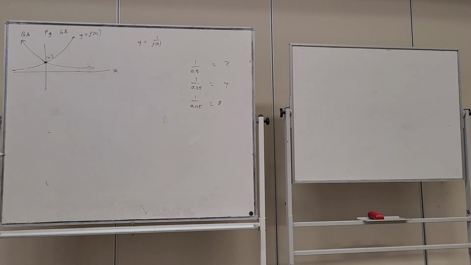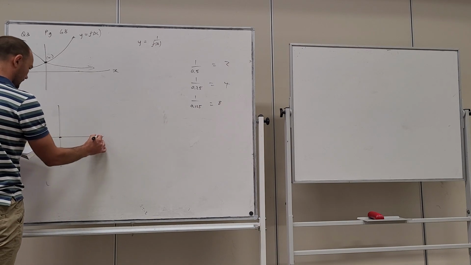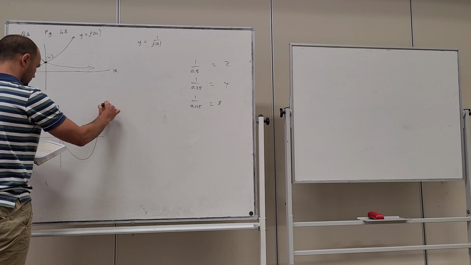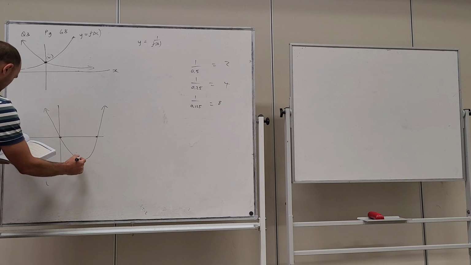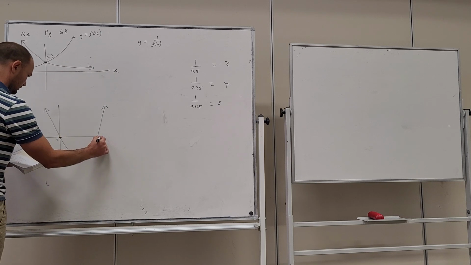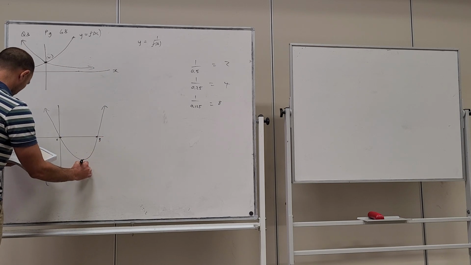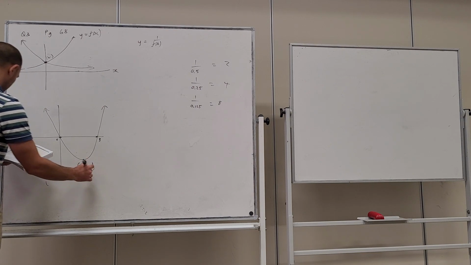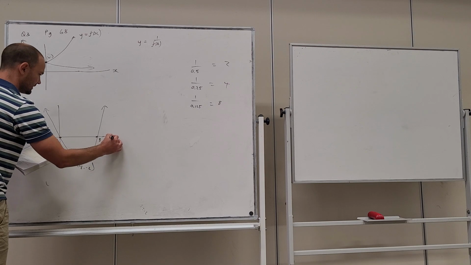Okay, the next one we have is a quadratic. So here it is here, and it passes through 0 and 3. And it has a minimum point of (1.5, -2). Label our axes.